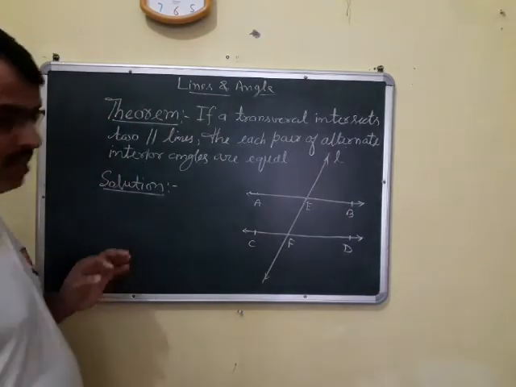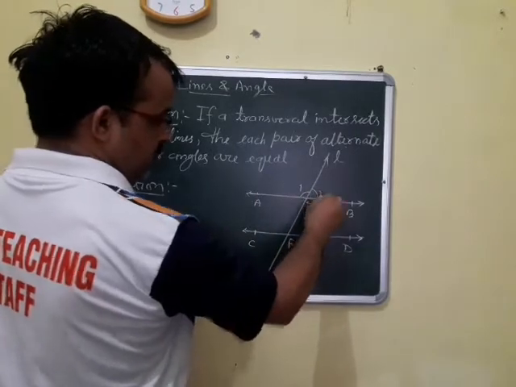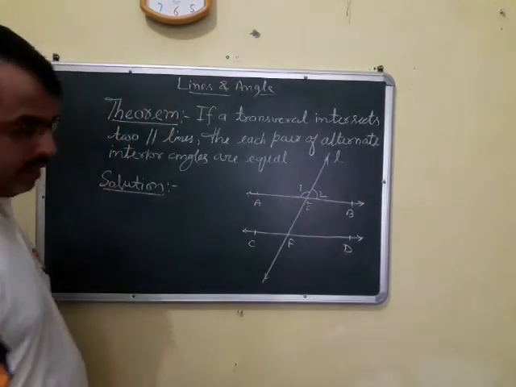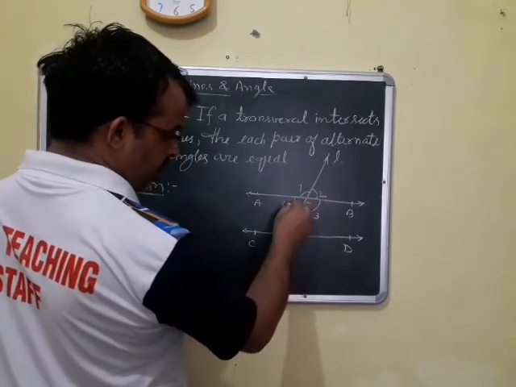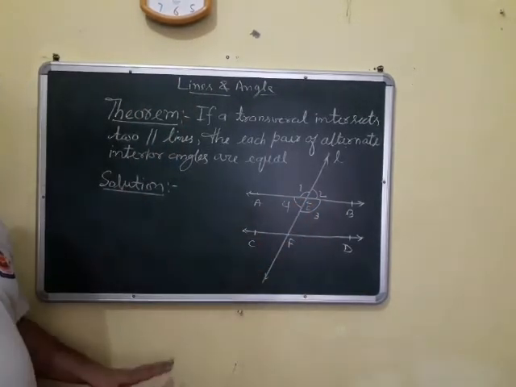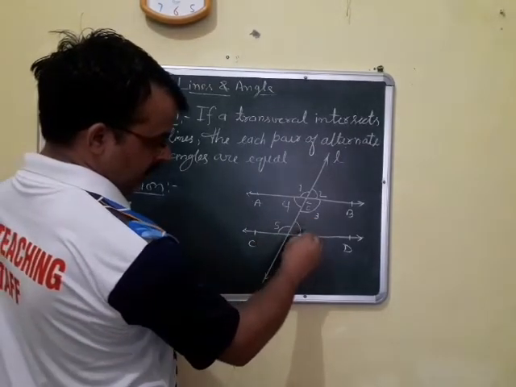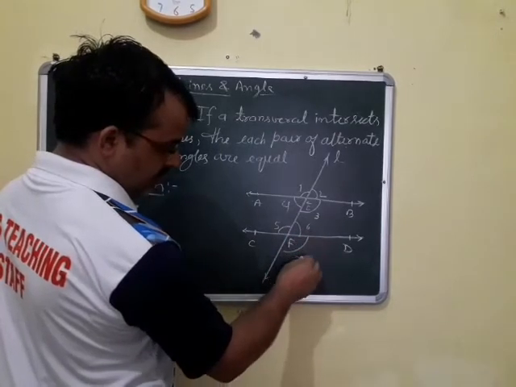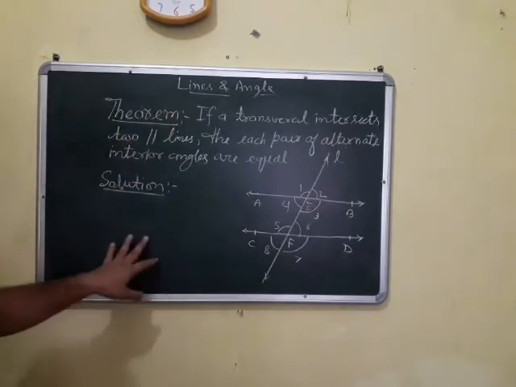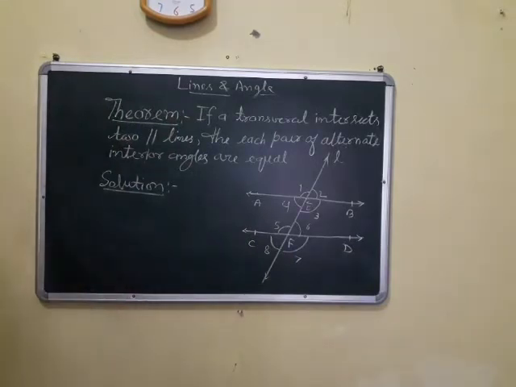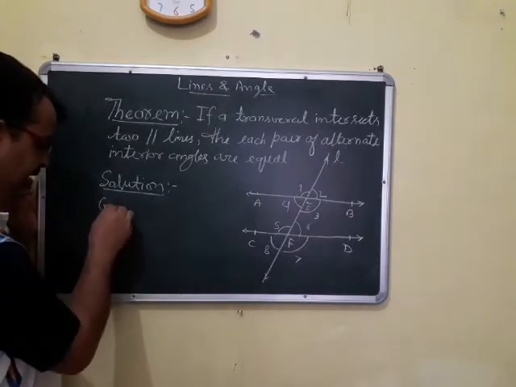Now take here the angles: angle 1, angle 2, clear, angle 3, and this one is angle 4. Similarly here, let angle 5, angle 6, angle 7, angle 8. Clear? Now, first one here is given that. What we get here? Given that.